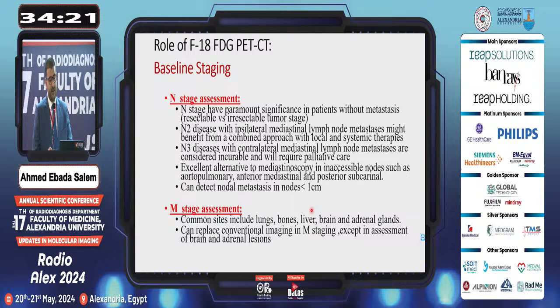As regards the M staging, definitely PET-CT helps with M staging, except in brain metastasis and adrenal lesions. As we explained before, brain lesions can be occult on PET-CT because of the high intrinsic background of the brain. Also, evaluation of adrenal lesions can be limited on PET-CT because other benign conditions such as adenomas can light up on FDG PET-CT.